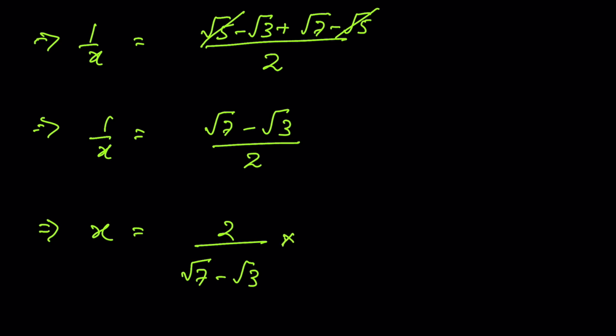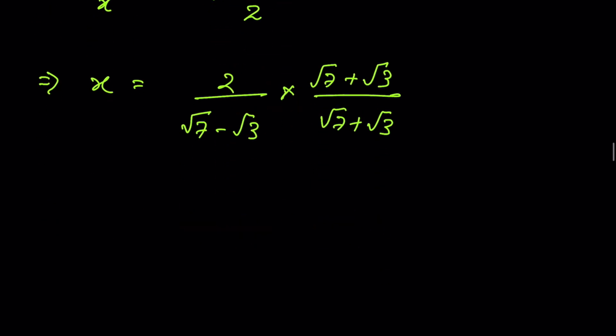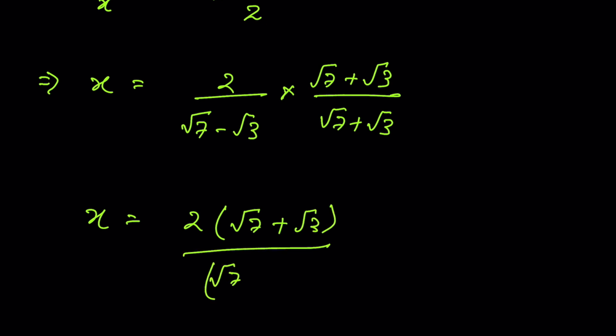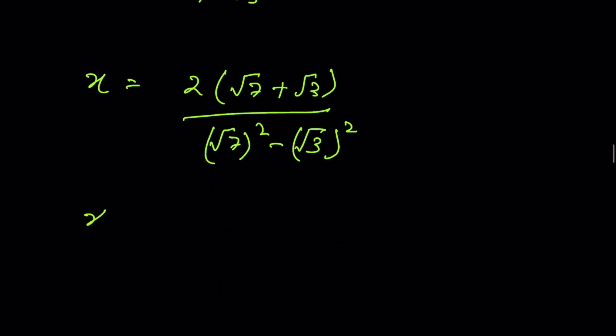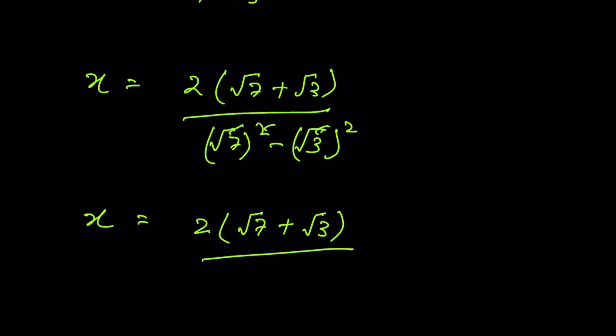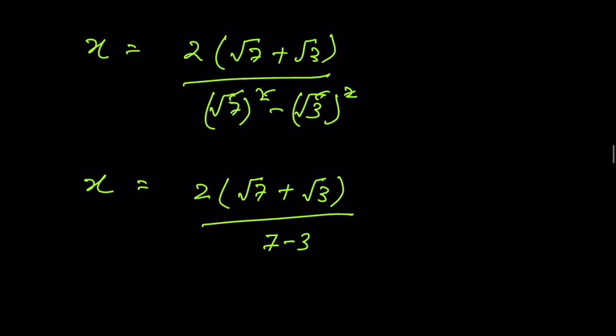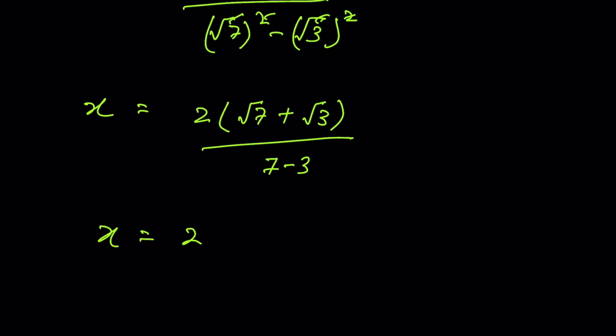Now let's rationalize it again. So square root of 7 plus square root of 3 upon square root of 7 plus square root of 3, or x equals 2 times square root of 7 plus square root of 3 upon square root of 7 square minus square root of 3 square, or x equals 2 times square root of 7 plus square root of 3 upon, remove square root with this square, 7 minus 3, or x equals 2 times square root of 7 plus square root of 3 upon 4.